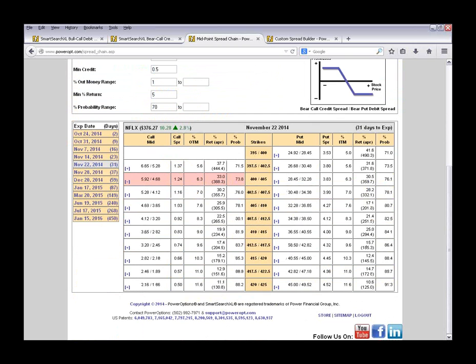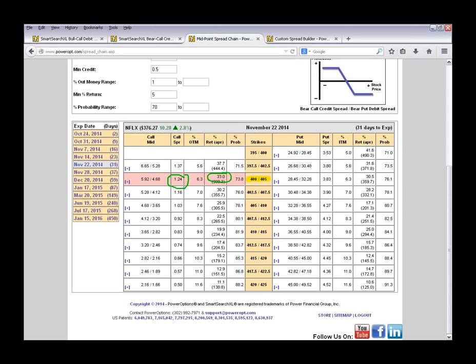Now, as you can see, the position highlighted in red is the spread we were evaluating on the search tool, the Netflix spread that matched our criteria. In this case, for the bear call, we'd sell the 400 and buy the 405. Using the midpoint pricing, the net credit actually jumps a little bit to $1.24, a 33% yield.